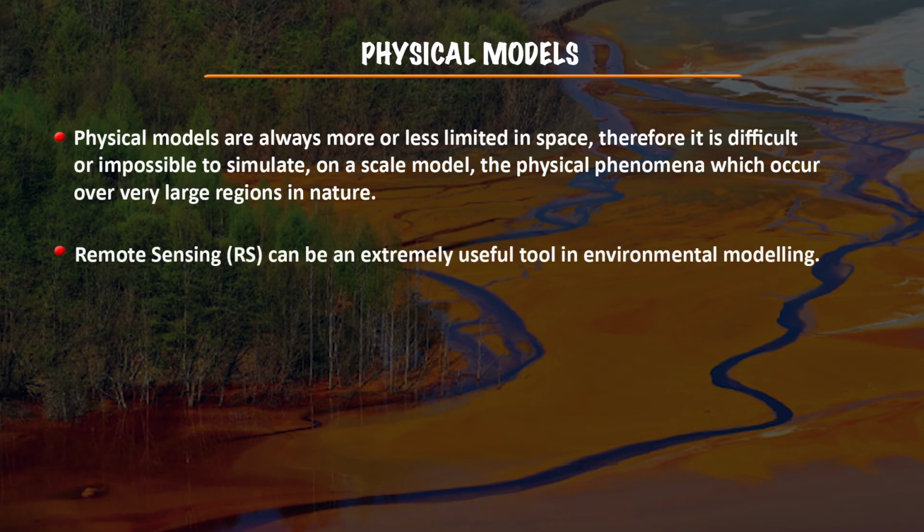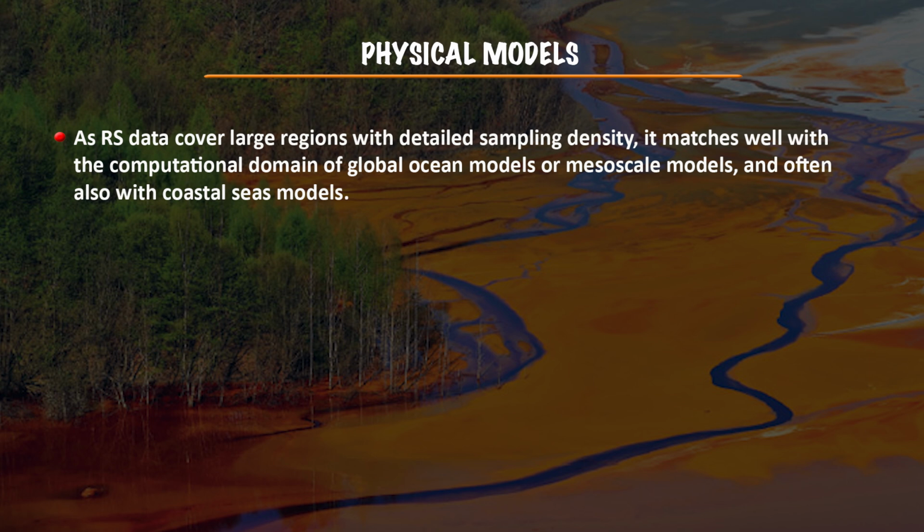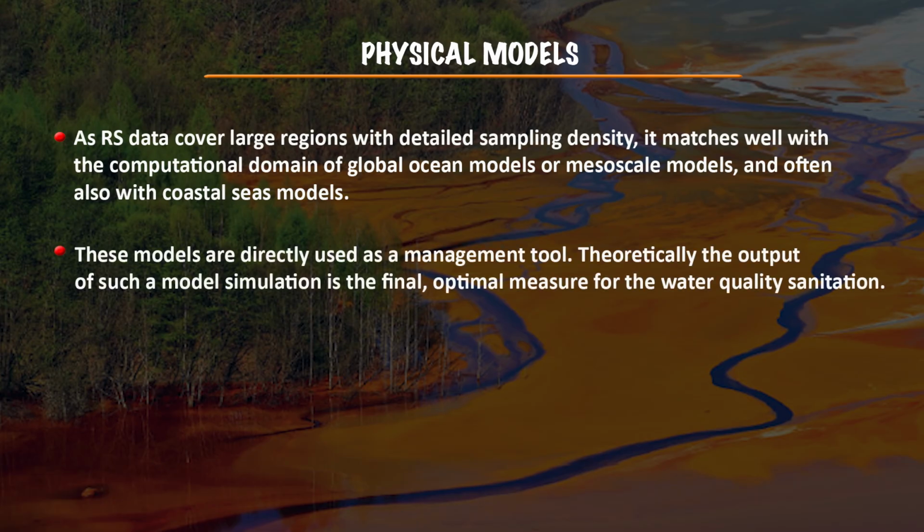Remote sensing can be an extremely useful tool in environmental modeling. Remote sensing data can be used for obtaining initial and boundary conditions, for better determination of the problematic open boundary conditions, and especially for calibration and verification. It covers large regions with detailed sampling density, and it matches well with the computational domain of global ocean models or mesoscale models, and it is frequently used for coastal sea models.